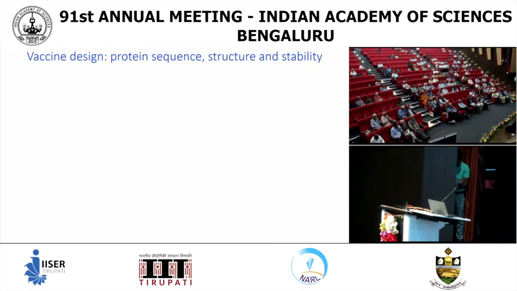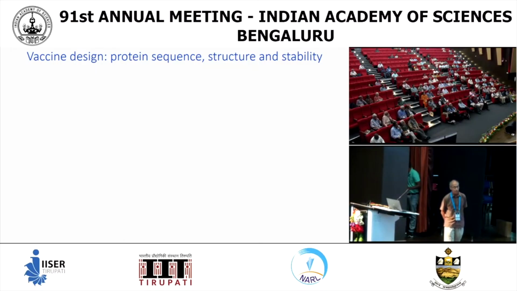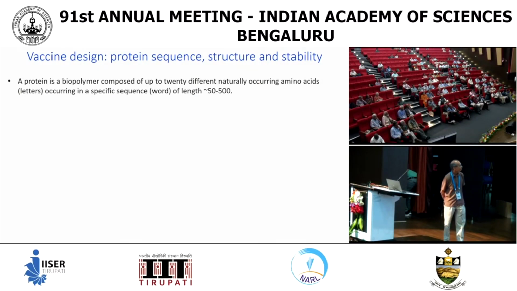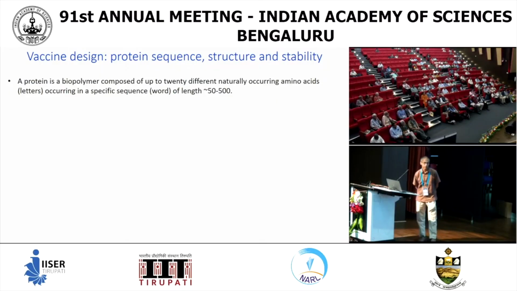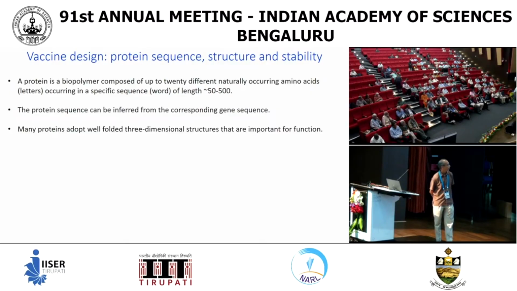There are a few very simple principles that guide vaccine design. And the first of it has to do with the relationship between a protein sequence, its structure, and its stability. So proteins, as you probably all know, are biopolymers, and they are composed of 20 different naturally occurring amino acids. These are the letters in the protein alphabet. And the protein sequence can be inferred through the genetic code from the gene sequence in a straightforward way.